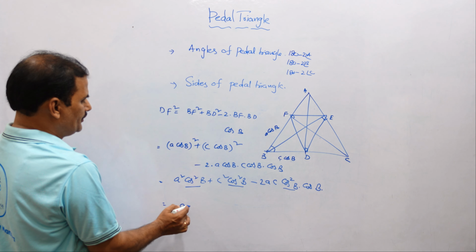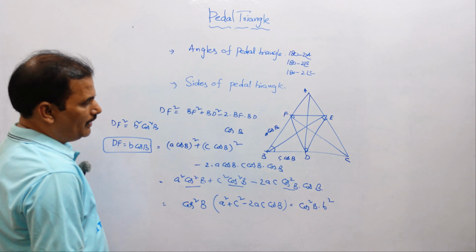Again, we apply the cosine rule here. This is cos square B into A square plus C square minus 2AC cos B. Therefore it is B square. By the cosine rule, B square is equal to A square plus C square minus 2AC into cos B. Therefore finally we obtain DF square is equal to B square cos square B. So DF is equal to B cos B.